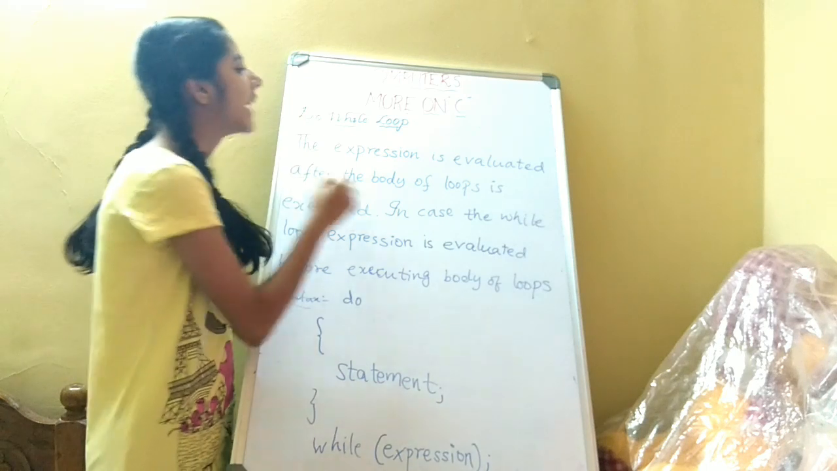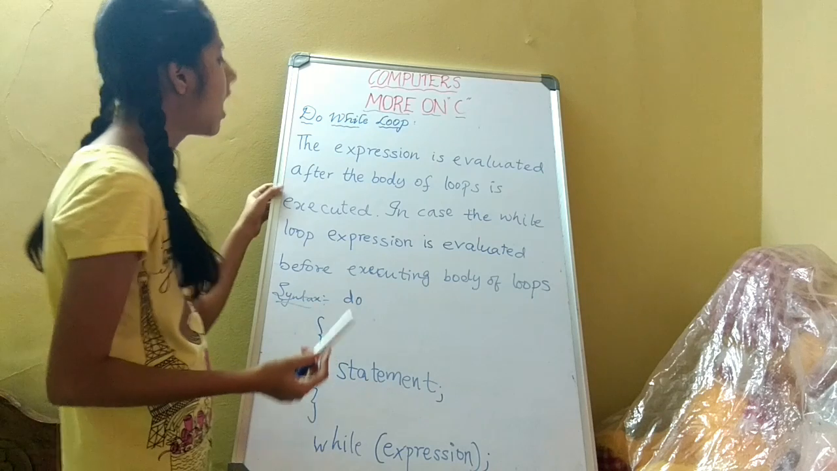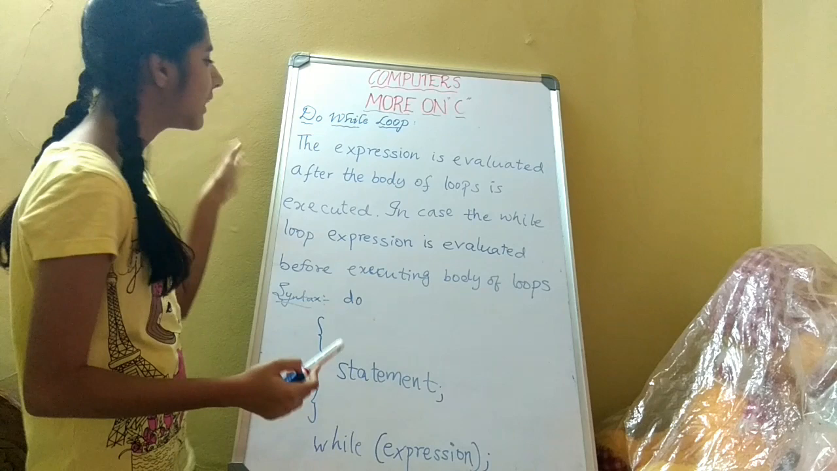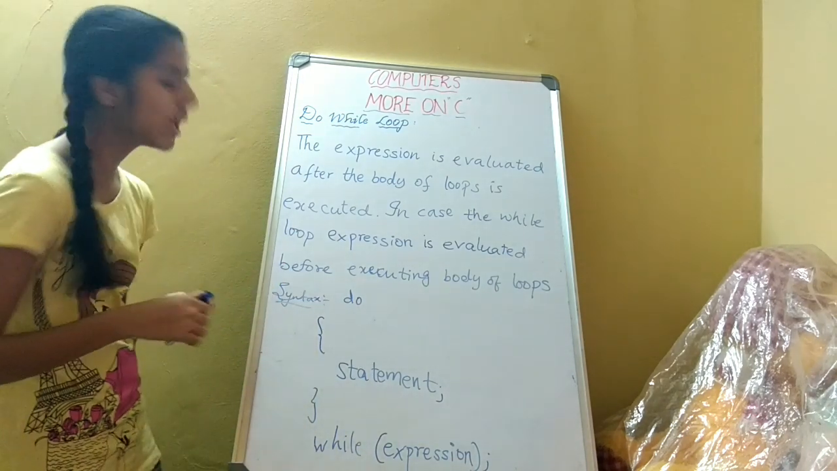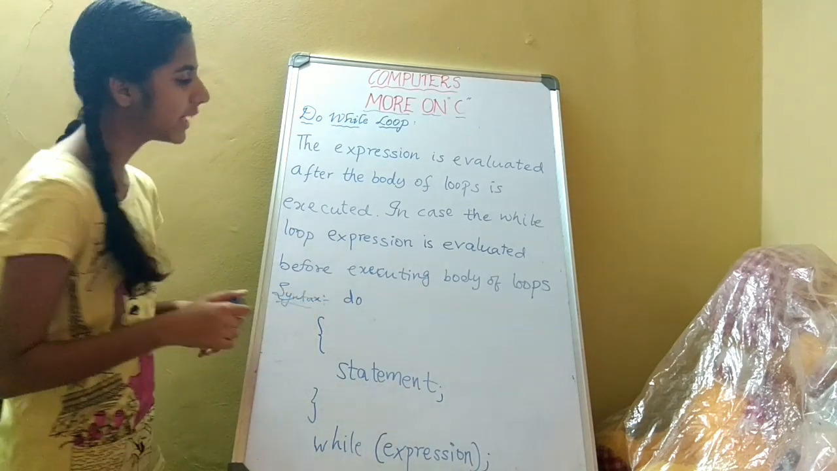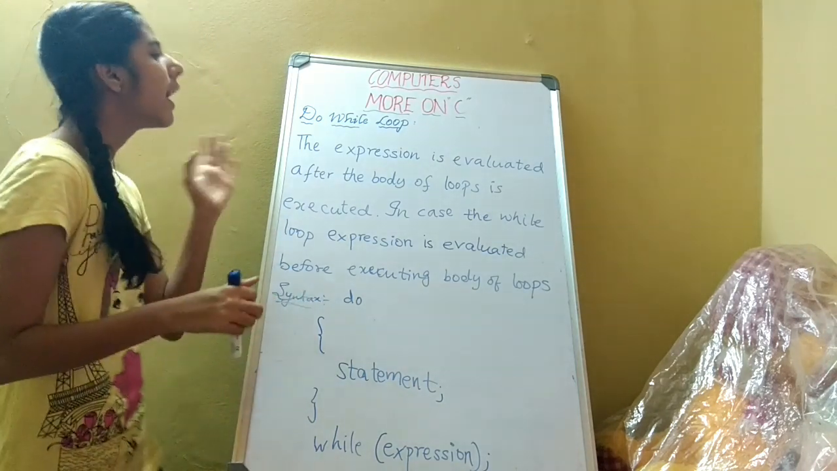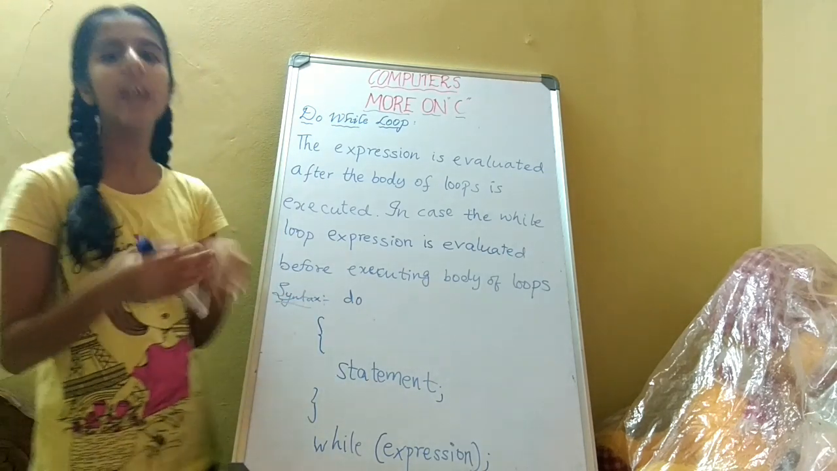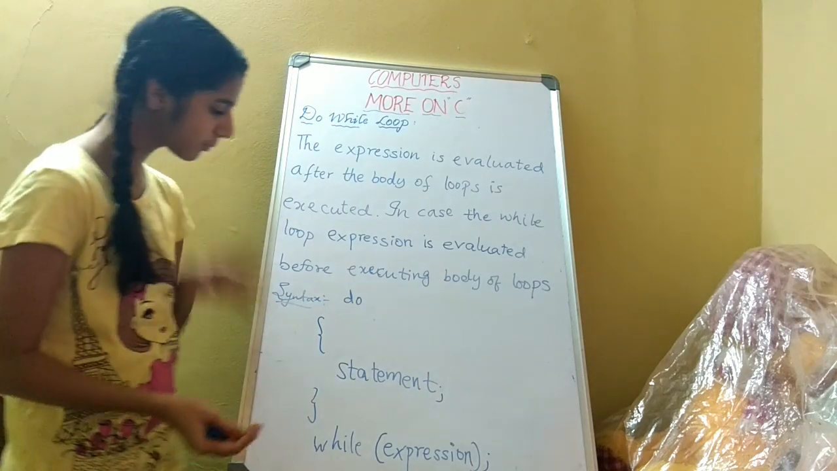Do while loop. The expression is evaluated after the body of the loop is executed. So first the body of the loop is executed, and then the expression is checked. In the case of the while loop, the expression is evaluated before executing the body of the loop. Now the syntax of this.